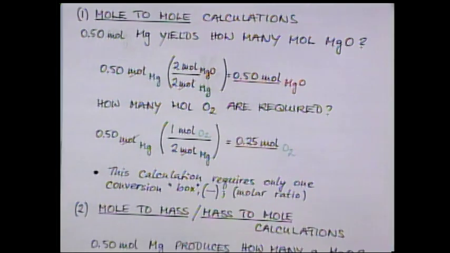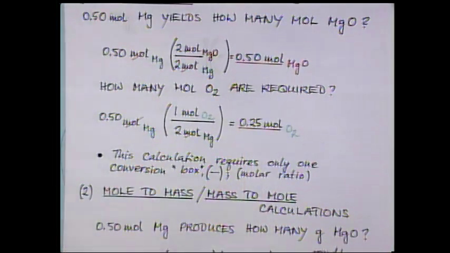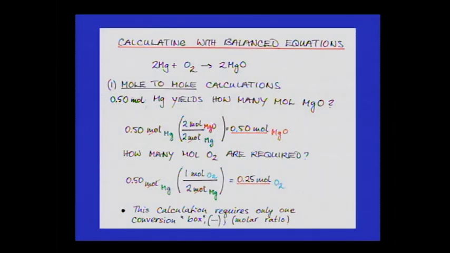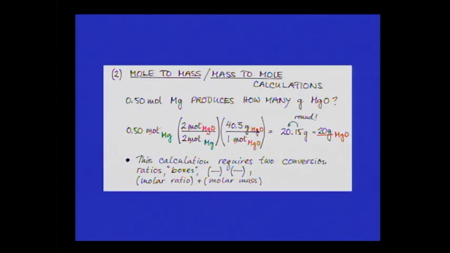So you see, this mole-to-mole conversion or calculation only requires one conversion box, one ratio. It's the simplest form of a calculation. It gets a little bit more advanced when we deal with mole-to-mass conversions, or vice versa, mass to mole. Okay, let's see. We don't want to find out moles now. We want to see how many grams of magnesium oxide I can produce when I have 0.50 moles available of magnesium. So I set up what is given up front.